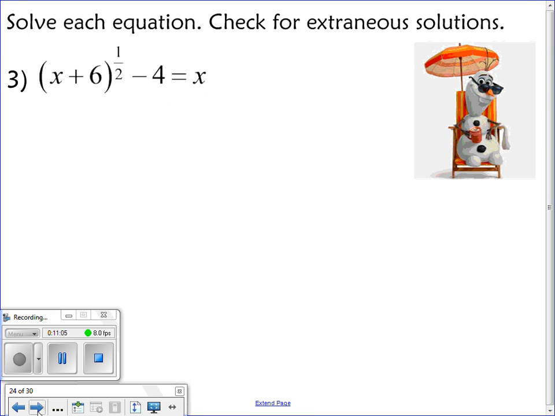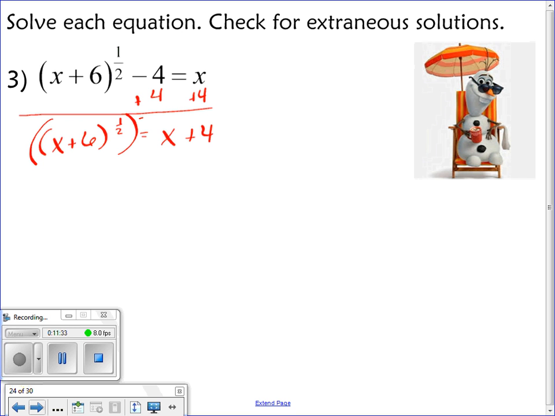All right, how about this one? I don't have a radical, but I have a fractional exponent. So what do I do first? Add the 4. Good, that'd just be x plus 4. How do you undo the 1/2 power? Yeah, multiply by the reciprocal. 2 over 1. Am I going to have the plus minus as part of this? No, my denominator is odd, not even.